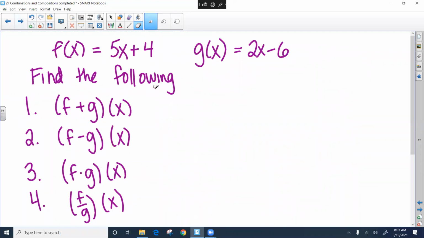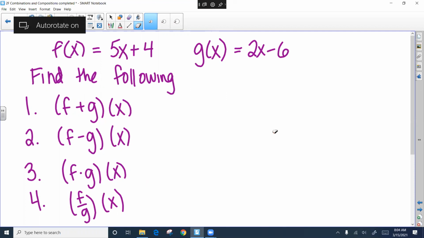So try these problems here. We're using these two functions, f of x equals 5x plus 4 and g of x equals 2x minus 6. And then you're going to combine them. So you'll get 4 new functions by combining them using these operations. So if you're watching the video, you can pause the video here and try the problems, and then we will check over the answers.